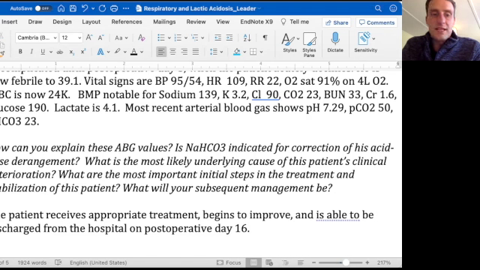Fortunately, in this case, you provided the appropriate treatment. The patient improved and was discharged from the hospital to home several days later. Very good job.